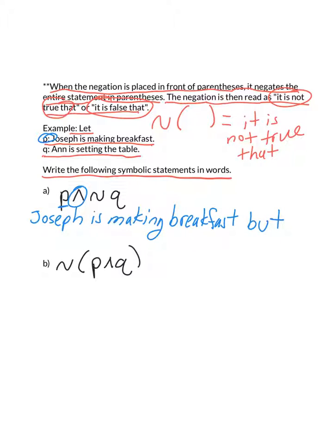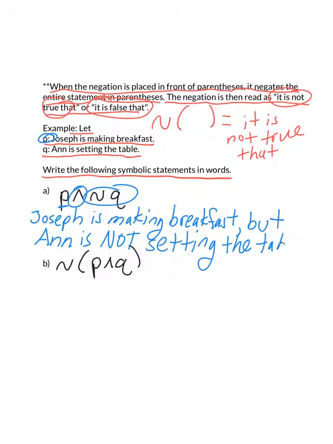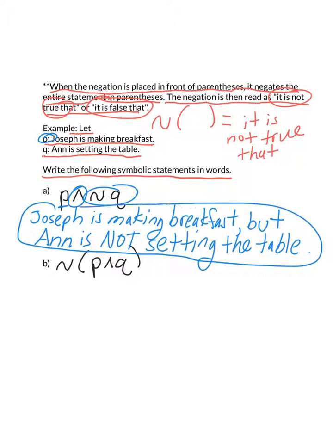Honestly, mathematically anyway, it does not matter if you put the comma or not, because we only have two different letters, two different ideas. Remember, it's only when we have three or more ideas that we care about where the comma would go. So I am going to put a comma. So Joseph is making breakfast, but not Q. Anne is not setting the table. Joseph is making breakfast, but Anne is not setting the table.